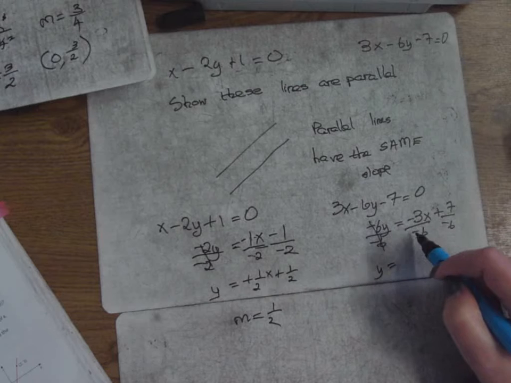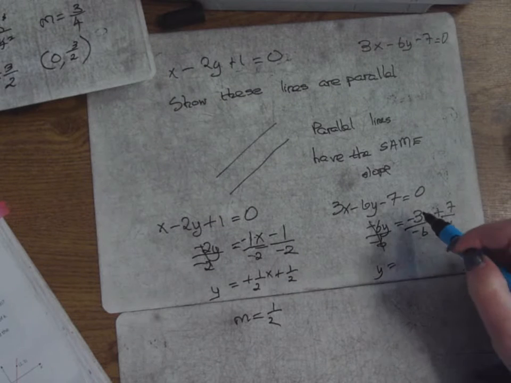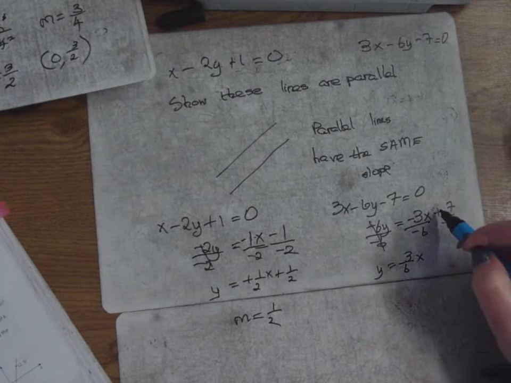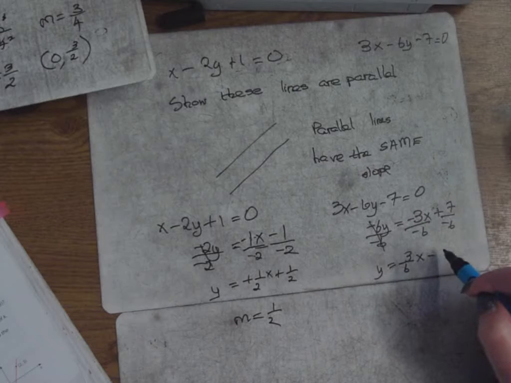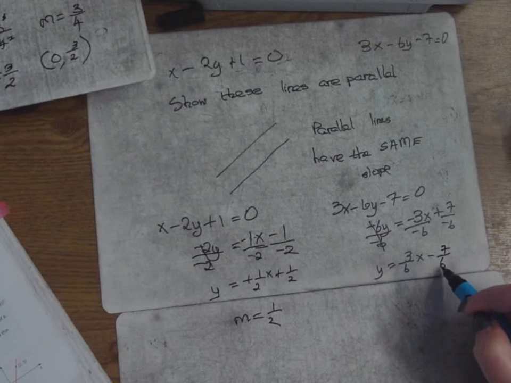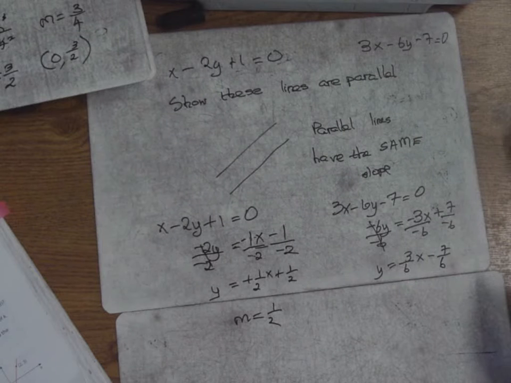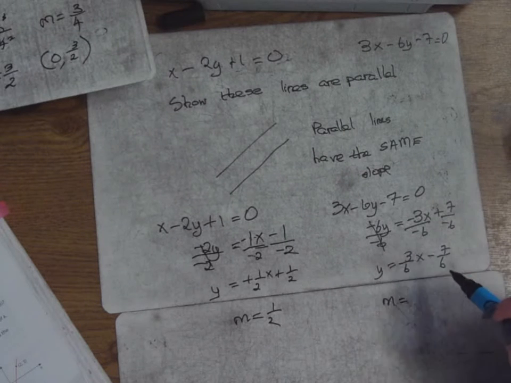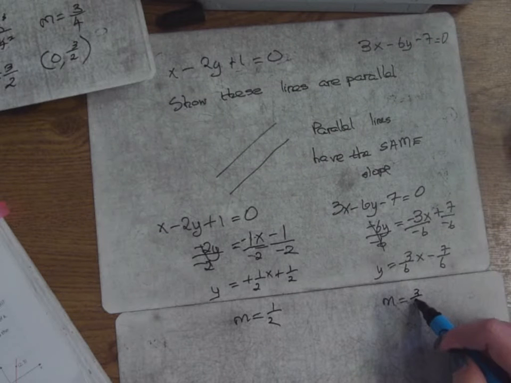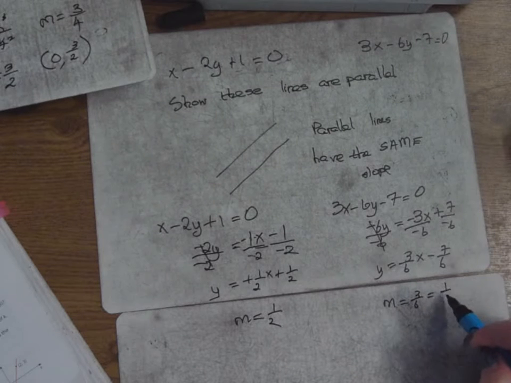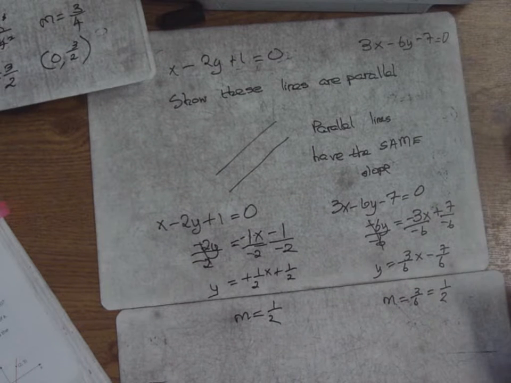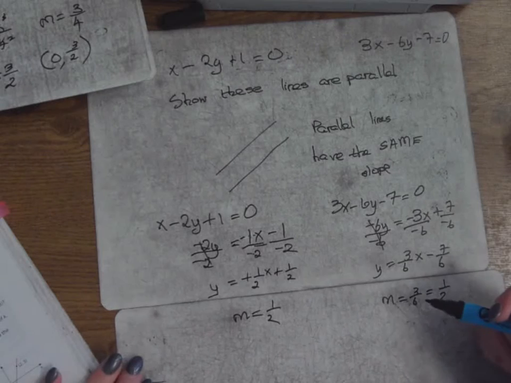Now, here, a minus divided by a minus is a plus. And how will I write that fraction? It's just 3 over 6, isn't it? x. Agreed? And here, a plus divided by a minus is a minus 7 over 6. That's not important in this question, but it might be in other questions you have to do. Okay, what's the slope of this line? 3 over 6, which cancels down to be what? A half. So look at the slopes. They're the same. So we got the same slope. So what does that mean? The lines are parallel. Okay?